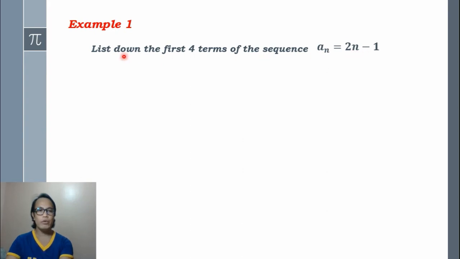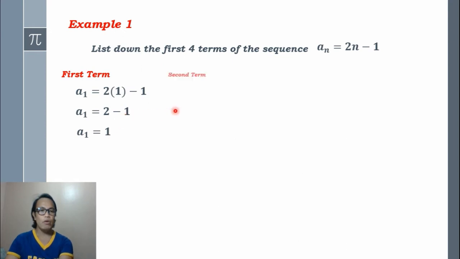We are going to list down the first four terms of the sequence, and we are going to solve first for the first term. So we denote the first term as a sub 1. a sub 1 is equal to 2 times n, and since this is our first term, n is 1. So 2 times 1 minus 1. When we solve, 2 times 1 is 2, minus 1. So our a sub 1 is 1. Our first term for this given sequence is 1.